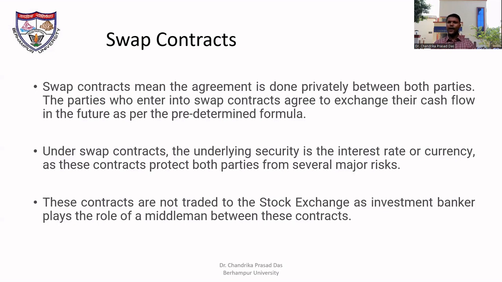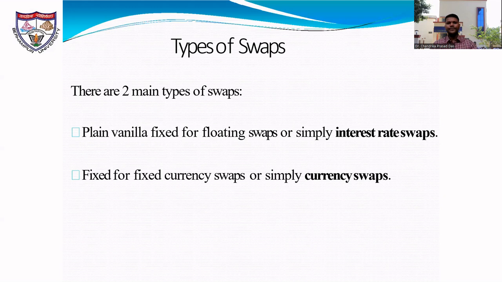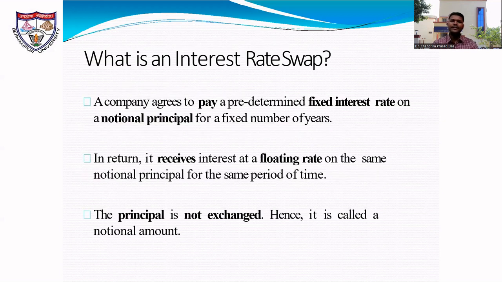The swap contracts are traded on the investment banker basis. Here, the investment banker plays the role of middleman between these contracts. As I have already said, there are two types of swaps: plain vanilla swap or floating swaps, or simply interest rate swaps, and fixed for fixed currency swap, or simply currency swaps.